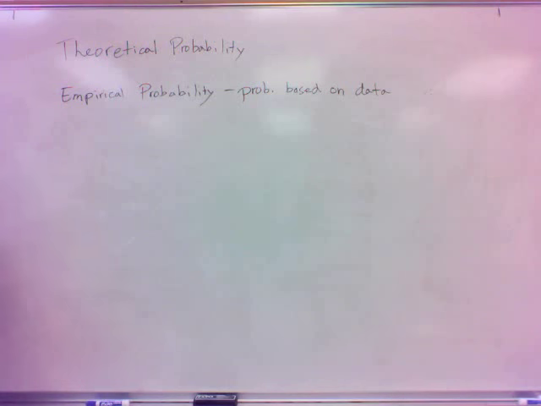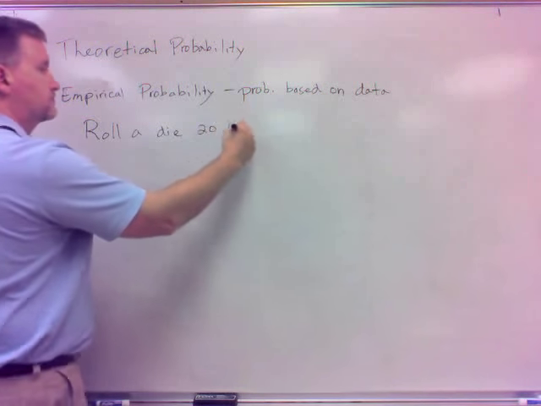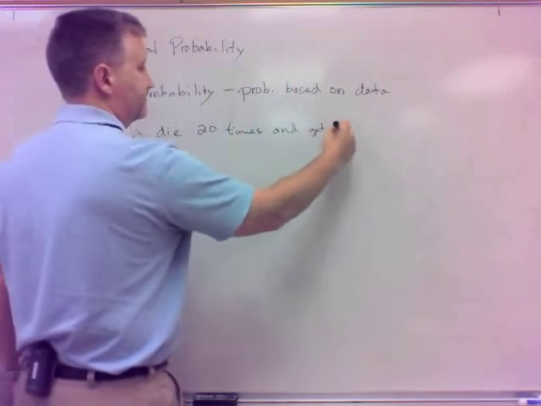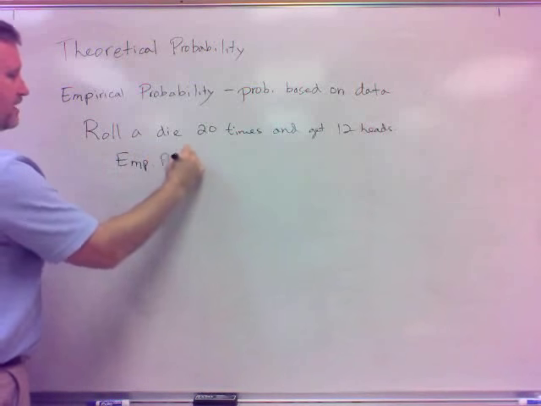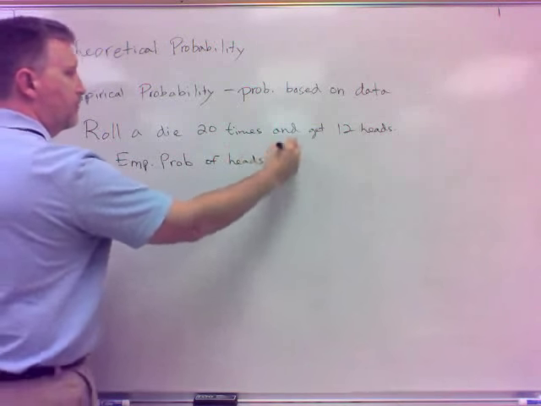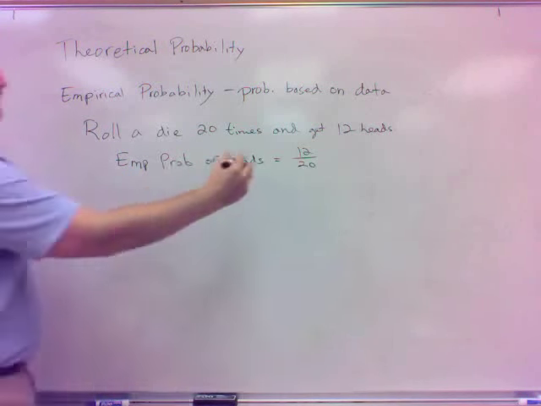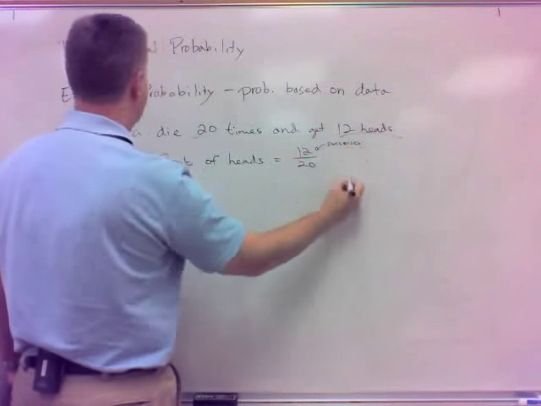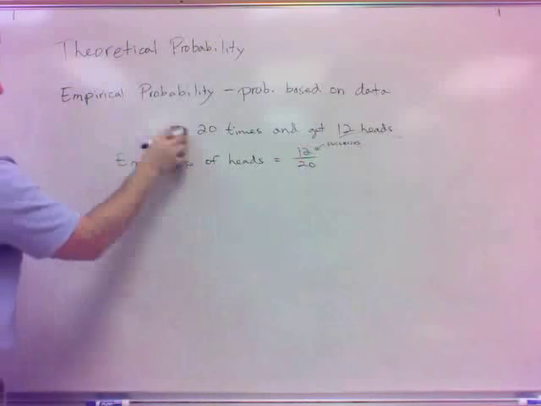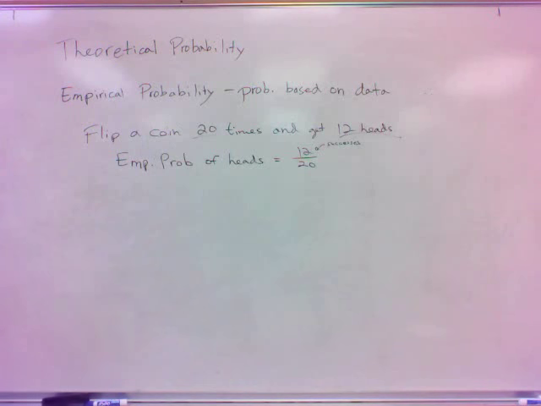It's called empirical probability. Let me give you, for instance, say I roll a die 20 times and get 12 heads. Well, the empirical probability that I got heads there was 12 out of 20. I just took the number of heads I got divided by the total, so it's still successes over total, right? Oh, yes, a coin. Sorry, I was stuck on the die. I flipped a coin. Flip a coin 20 times. That makes more sense. Flip a coin 20 times and say I got 12 heads.